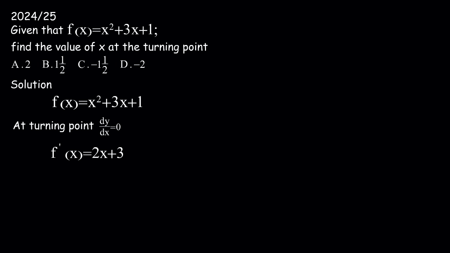Doing so, 2x plus 3 will be equal to 0. Simplifying further, 2x will be equal to minus 3, and when we divide both sides by 2, x will be equal to minus 3 over 2, or minus 1 and 1 over 2, and the correct option is C.